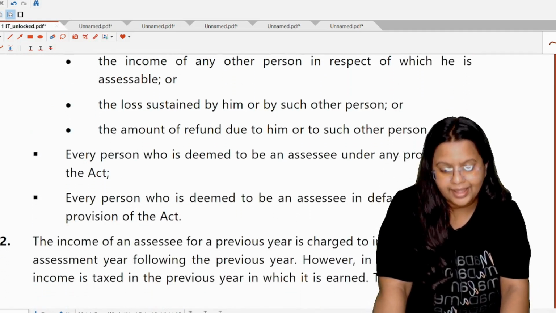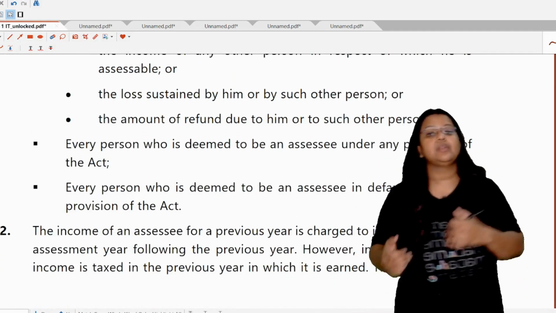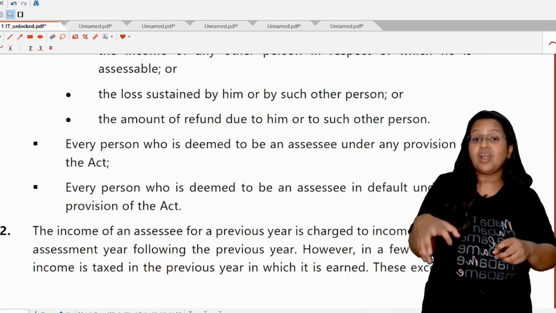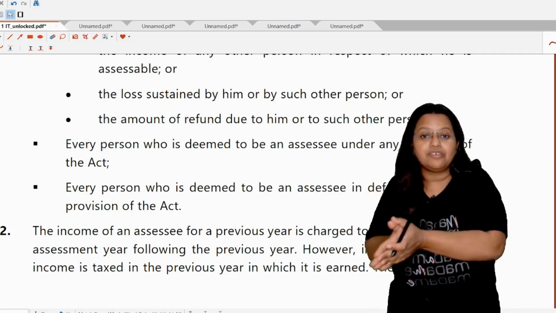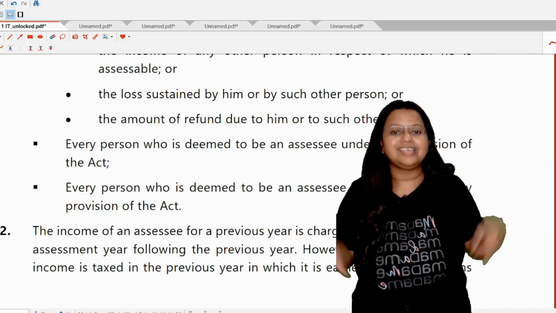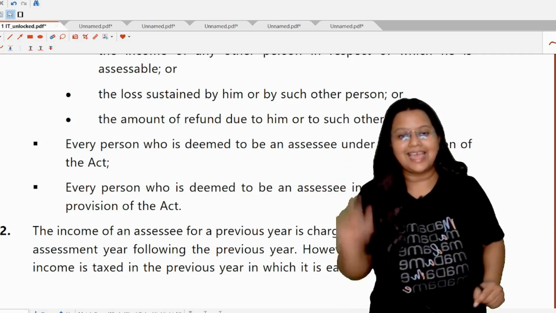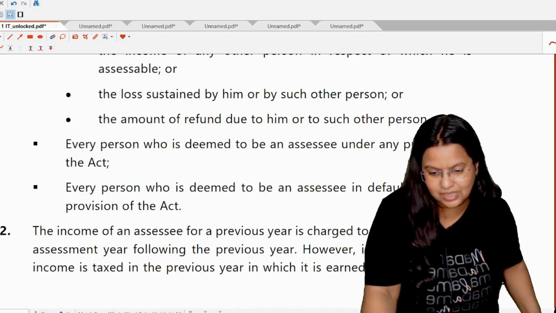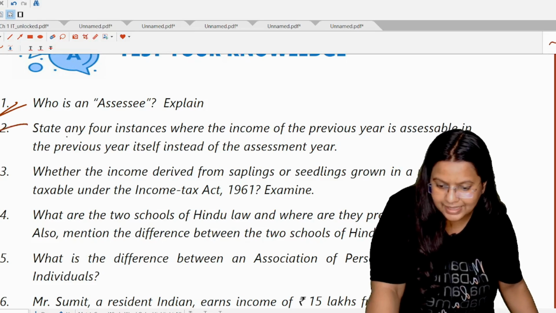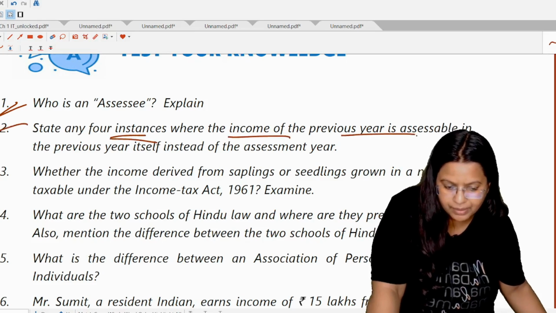Next, students, every person who is not an assessee but who is deemed to be an assessee under this Act, or every person who is not an assessee as per the default provision but who is deemed to be an assessee in default. All these three categories will be known as an assessee as per the Income Tax Act 1961. Okay, next question.